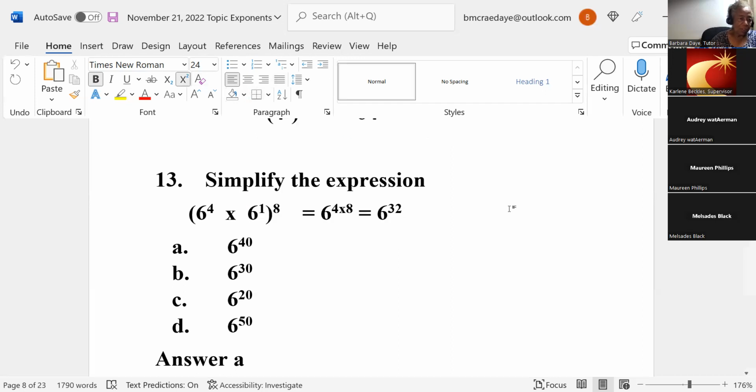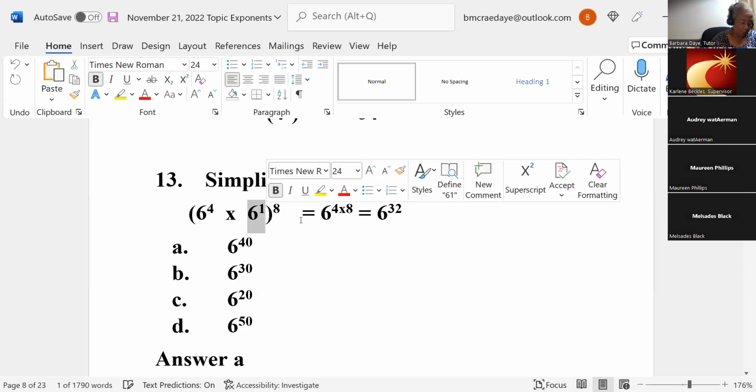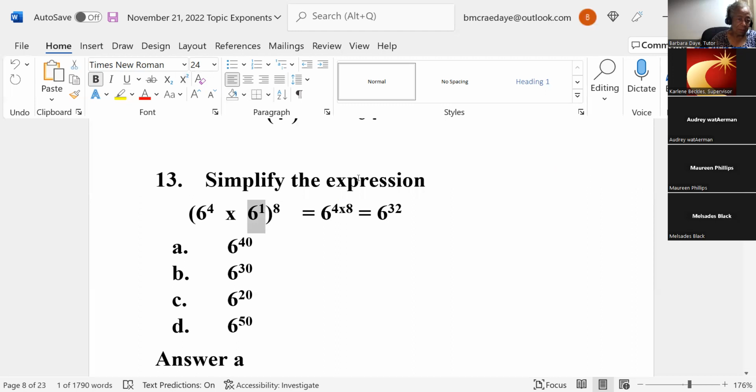Okay, then when she took the 6 to the 1, let's take this one, 6 to the 1, and multiply that by 8, because that 8 is applied to everything within the parentheses. So let's just put that there. And that would be times 8. What's that equal to, Mercedes?